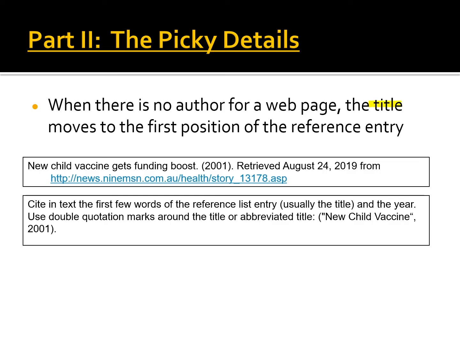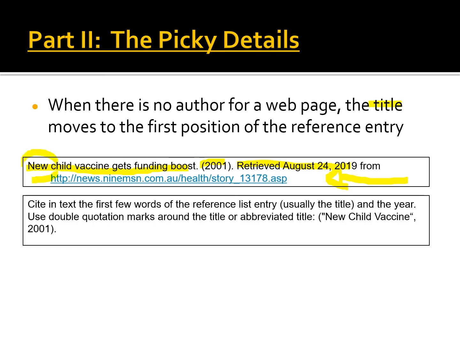All right, what if there is no author? Sometimes that happens when you're on a web page. How do you organize it in the reference list? How do you reference it in text? Well, in this case, the title of the post moves to the first position of the reference list. So, for instance, there's no author for this first example. The title of the article is The New Child Vaccine Gets Funding Boost from 2001. I've specified that I retrieved that on August 24th, 2019 from this hyperlinked content.